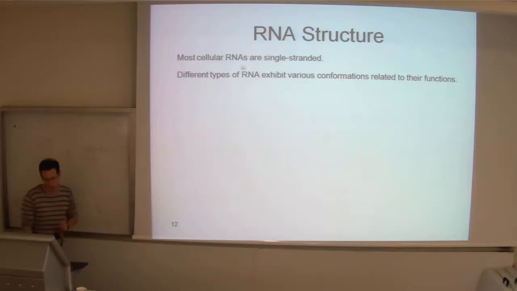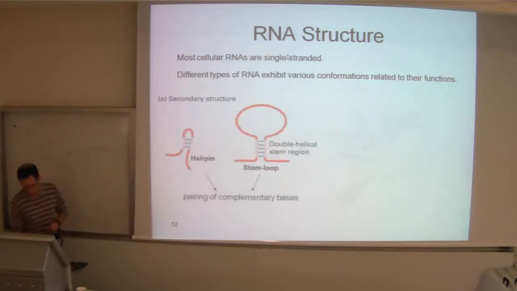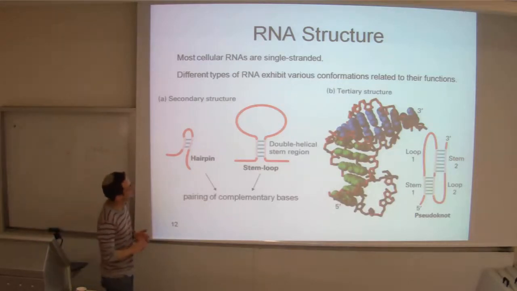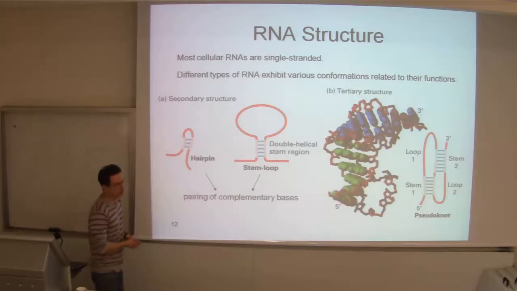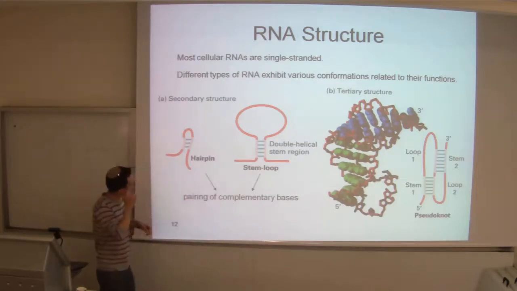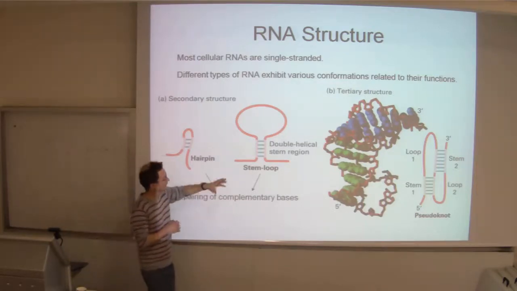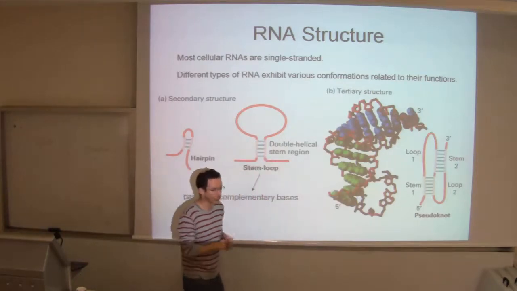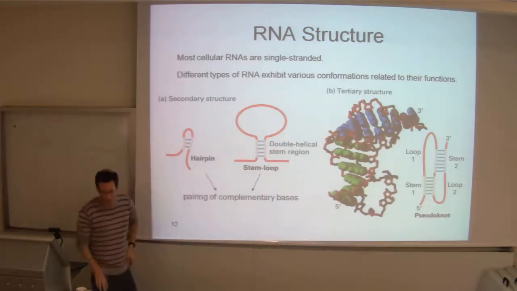Okay, most cellular RNAs are single-stranded. Inside the cell you usually find RNA molecules that are single-stranded, and they can form well-defined secondary structures which have specific functions. Here are some examples: hairpins, stem and loop, and pseudoknots. These are just three examples of such RNA structures.